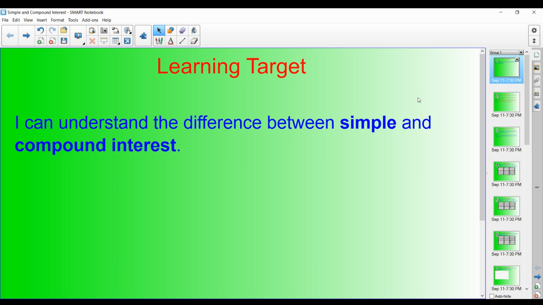Hi everyone. Today we're going to learn about the two different types of interest, where we can get simple interest or we can get compound interest. Now, one of the interests is not necessarily better than the other. It depends on the situation.